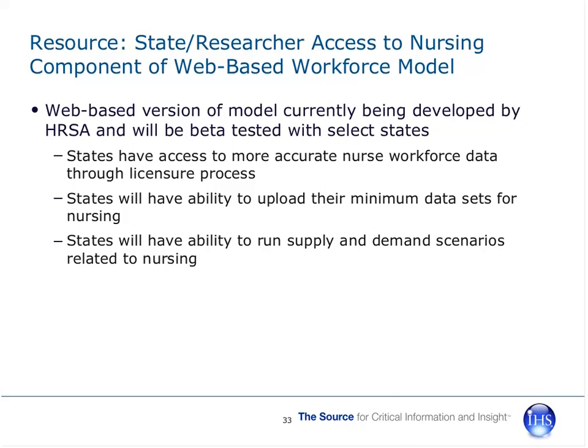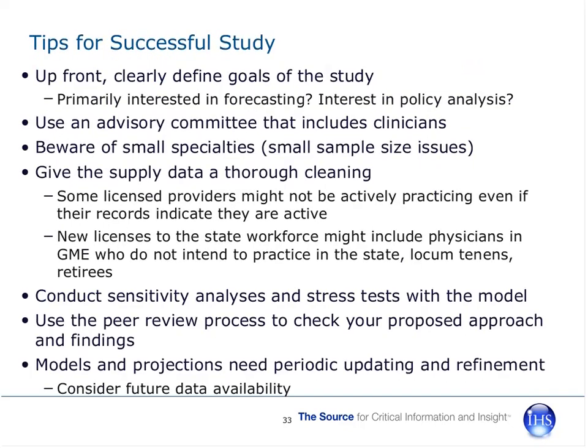The rationale here is that states often have the best source of data for something like nurse supply because they collect it through the licensure process, where they can upload information from the licensure database and then do their own supply and demand analyses. So that's something to look forward to, but I can't commit on a date. So if anybody asks me during the Q&A what the dates are for that, sorry, but there's no set dates just yet. So, tips for a successful study.